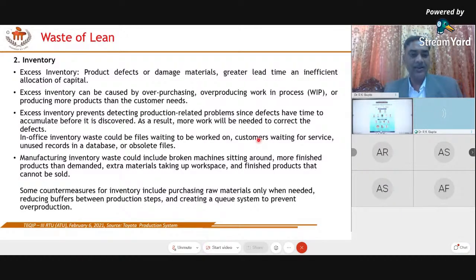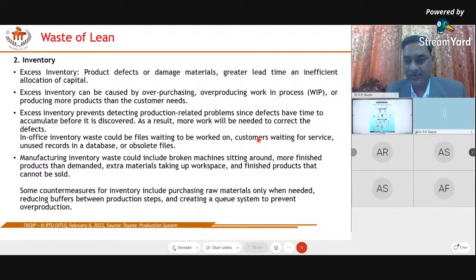Similarly in the office, inventory is what we do by keeping files waiting to be worked on. Files are piled up and we are not working on them. Then they are piled up, increasing the inventory of files. And then customers waiting for the services, unused records in the database, or obsolete files.